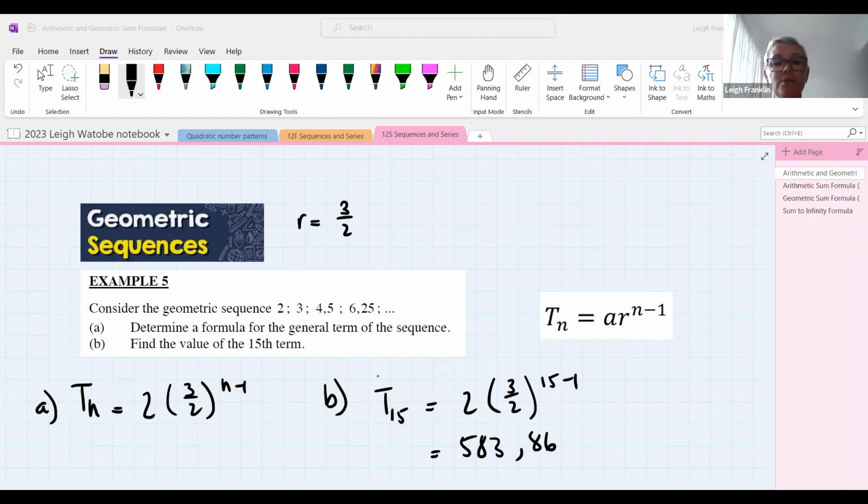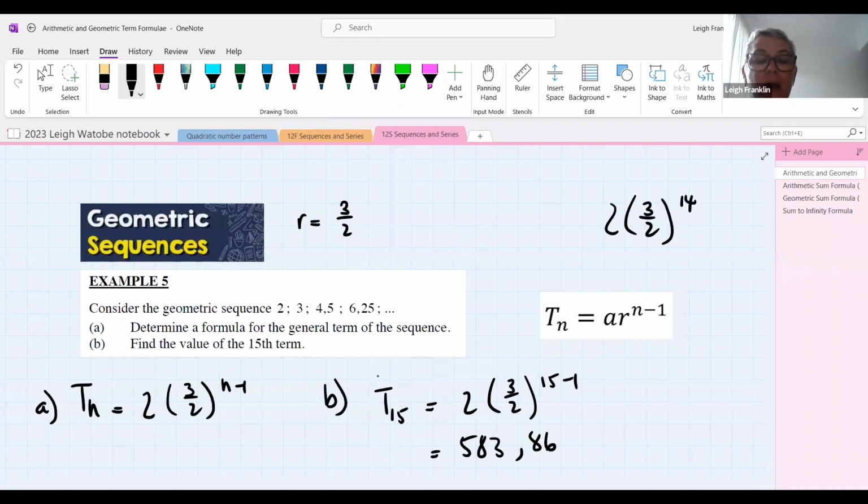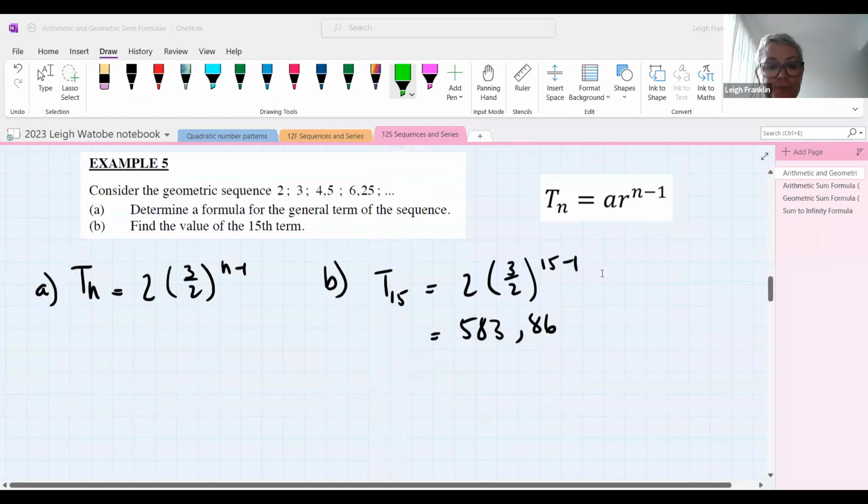You asked, why can't I multiply 2 with 3 over 2? What you've got to do is multiply 2 with 3 over 2 to the power of 14. So you can multiply 2 with 3 over 2, but the problem, iPhone, is that you've got to obey the laws of BODMAS. So you've got to raise this base, remember the base is 3 over 2, to the power of 14 first, and then multiply by 2. You can't multiply 2 by 3 over 2 first. We've always got to obey the laws of BODMAS. I hope that answers your question.